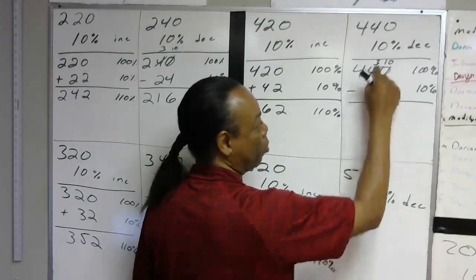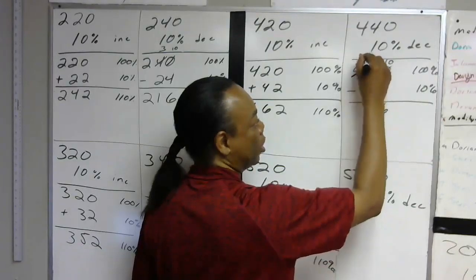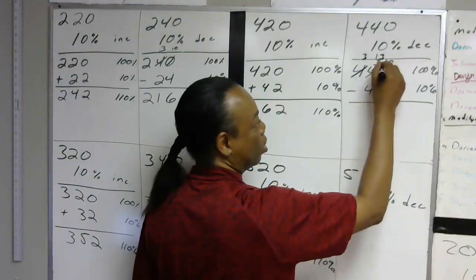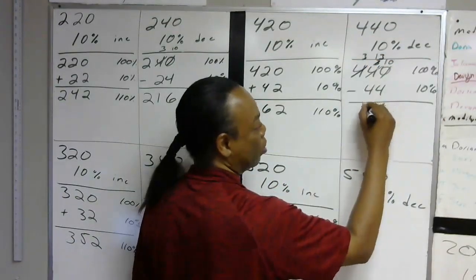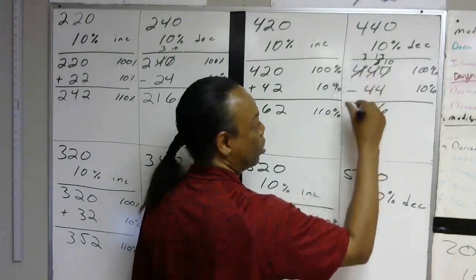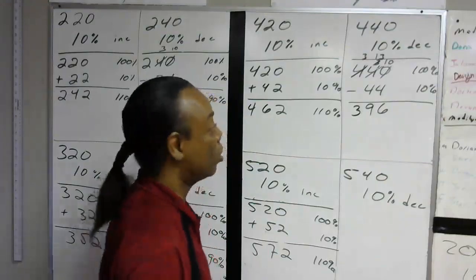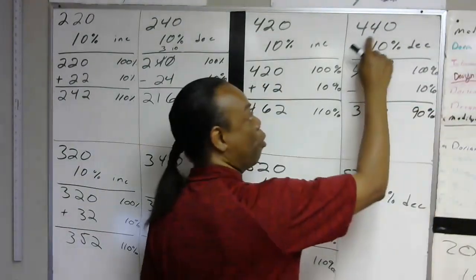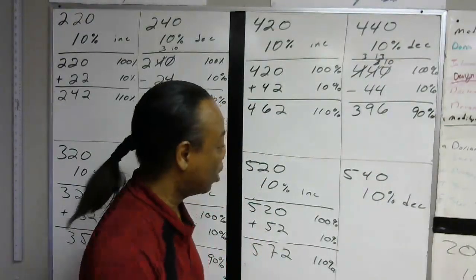We cannot take 4 from 3. 3 is too small, so we borrow again. And this becomes a 3 here. This becomes a 13. And 4 from 13 leaves 9. And 3 comes down. So we have 396. This represents 90% of the original 440, given a 10% decrease.